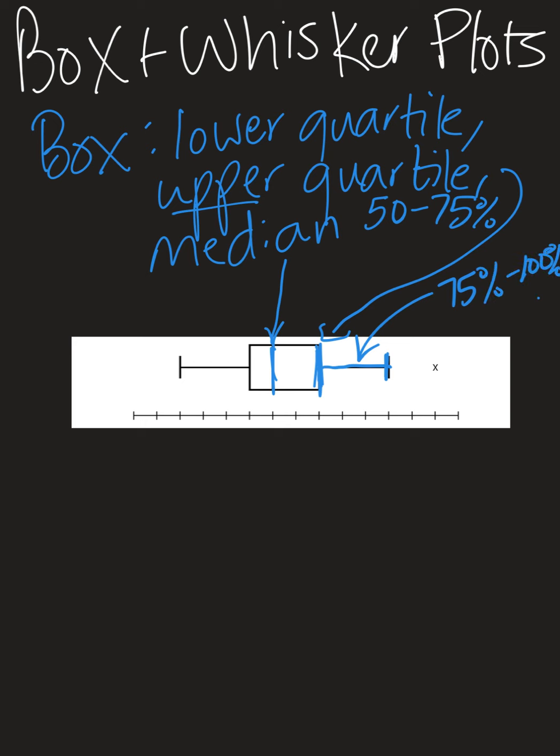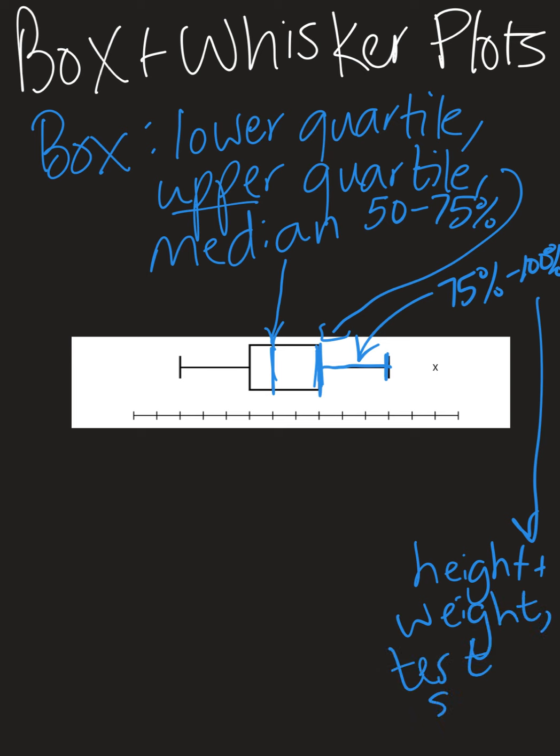Some of you may have heard of percentile when talking about, for example, height and weight. When talking about test scores. It just means the set of data that is within the top 75 to 100% of the data. So the top of the data, okay? Lower quartile then, here, we are going to be dealing with the 25th to 50th percentile. And then the bottom whisker here is going to be 0 to 25%.